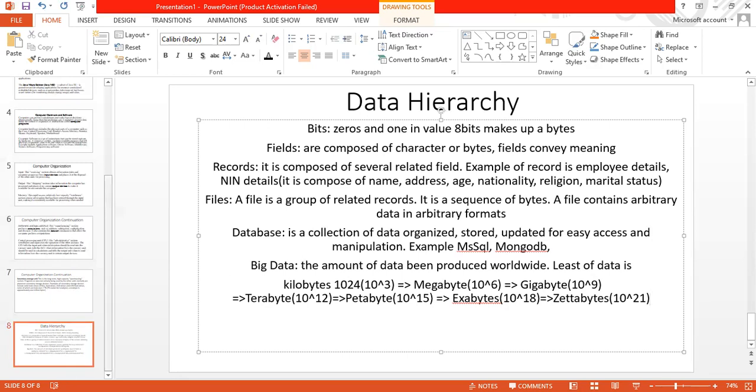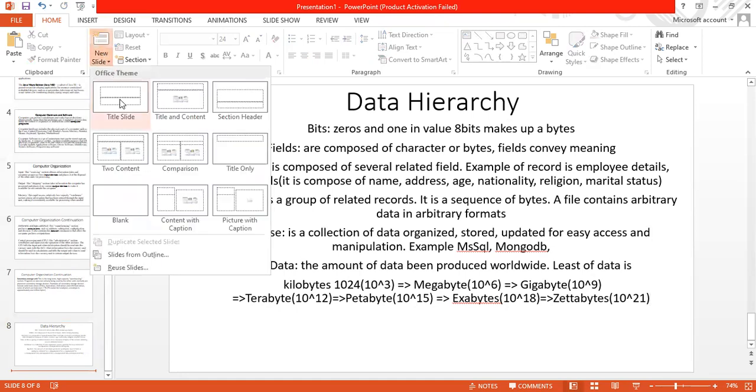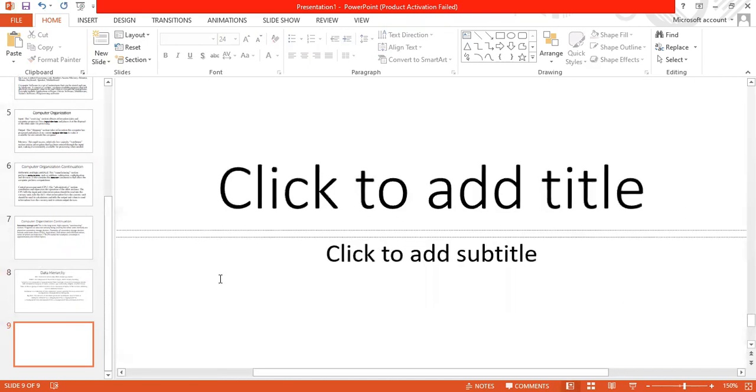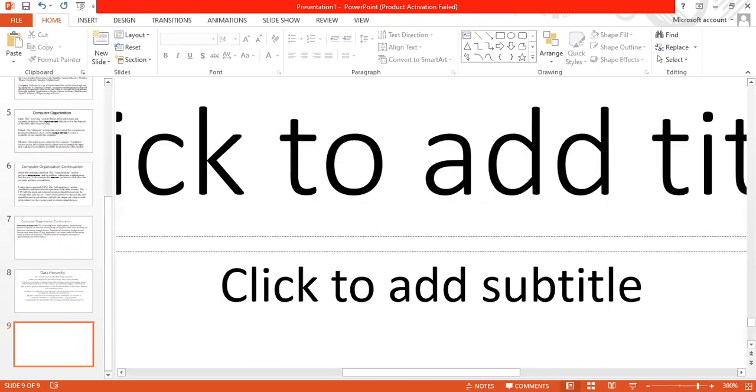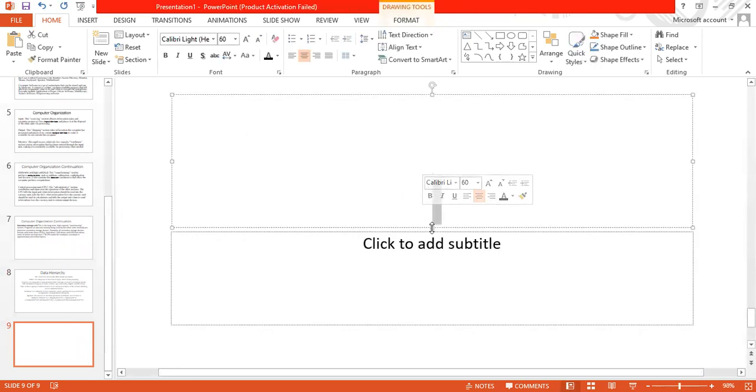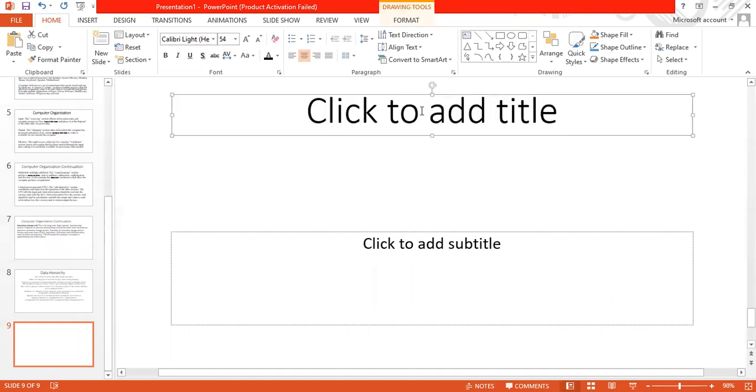We'll be discussing machine language. So let's discuss what is machine language. Machine language generally consists of strings of numbers, that is zeros and one.